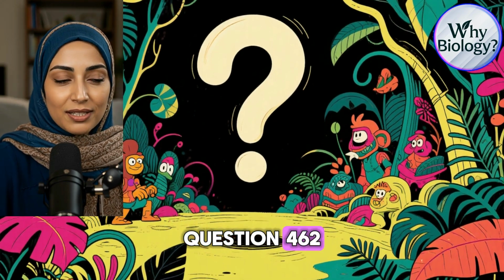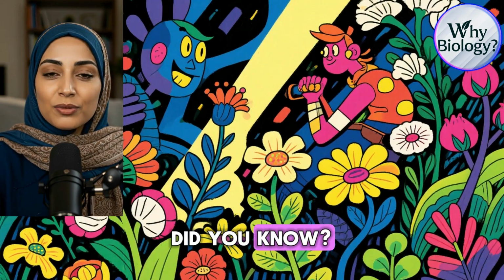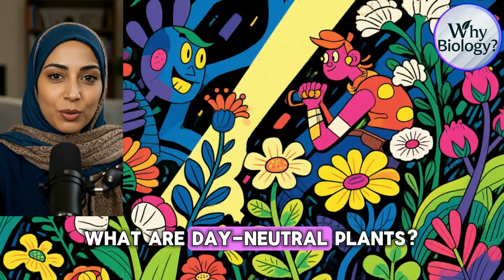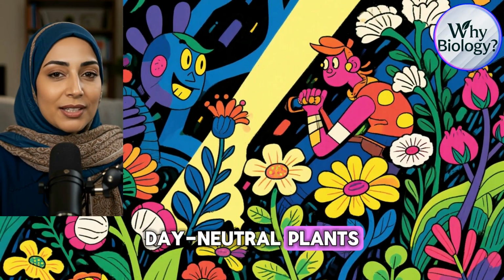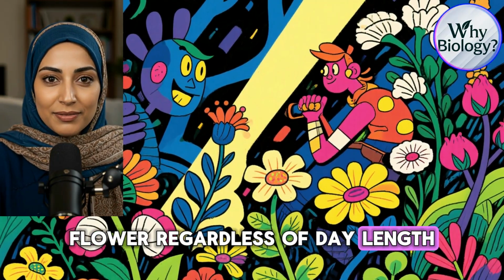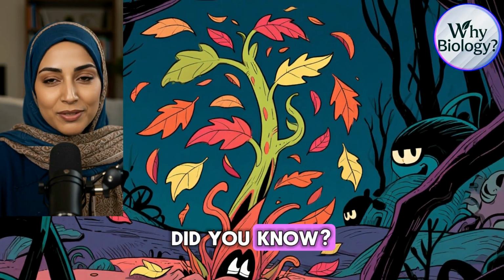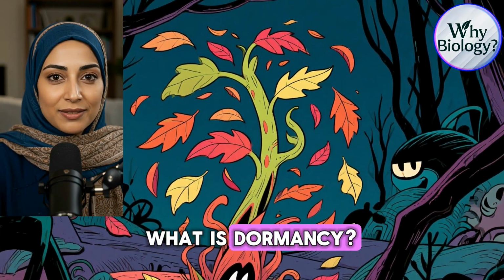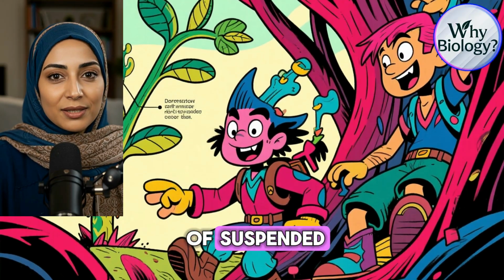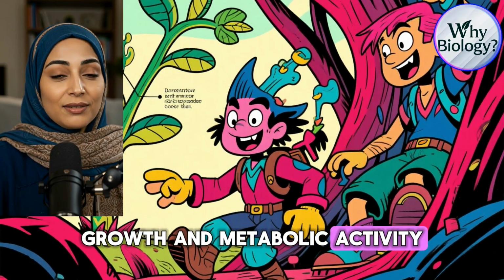Question 462. Did you know? What are day neutral plants? Day neutral plants flower regardless of day length. Question 463. Did you know? What is dormancy? Dormancy is a period of suspended growth and metabolic activity.